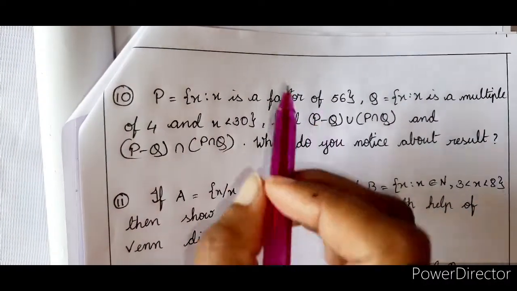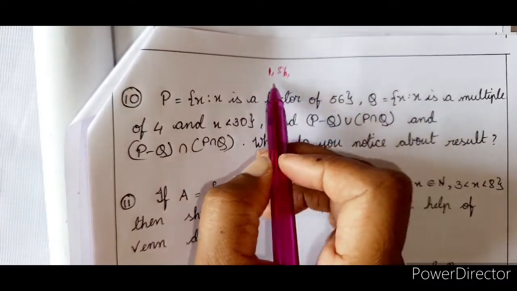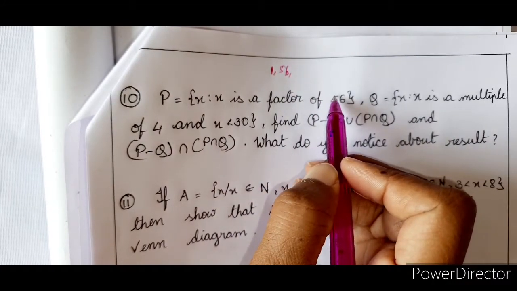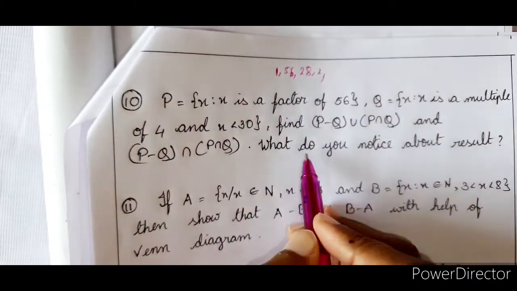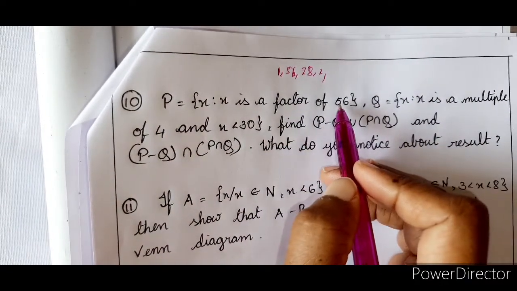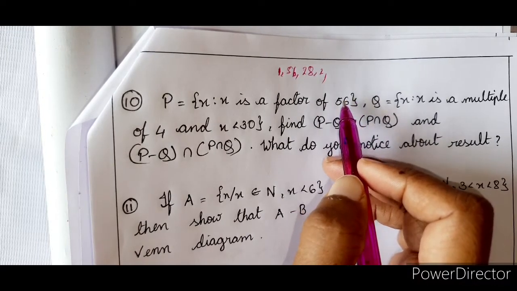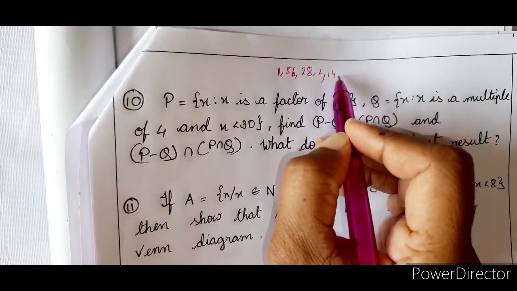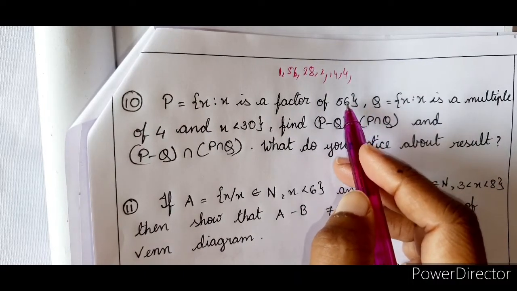X is a factor of 56. Factors problem I already said. Both 1 and itself. The next, what else? 2. 2 2s are 4, 2 28s are 56. So 28 and 2. Do we have 3? No. 4 do we have? 4 1s are 4, 4 14s are 56. So 14 and 4. 5 we don't have. 6 do you have? No, we don't have.